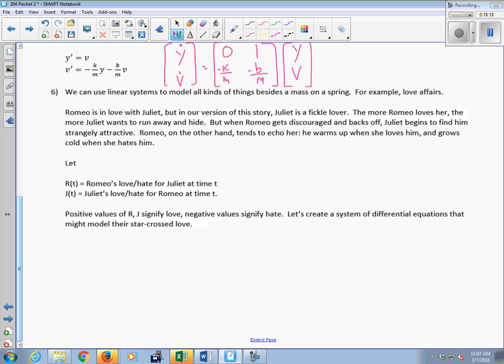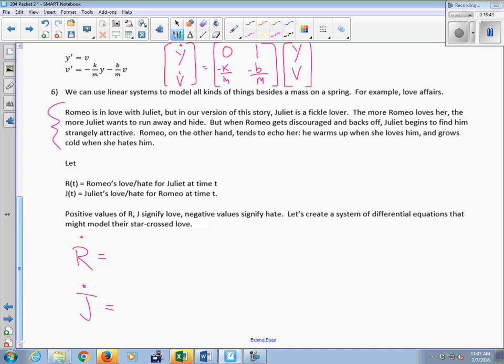J of T is going to represent Juliet's love/hate for Romeo at time T. So we're going to just use positive values of R and J to mean love, and negative values to mean hate. Okay? So I want to write a system of differential equations that might model this situation. If I want an R dot and a J dot, right?